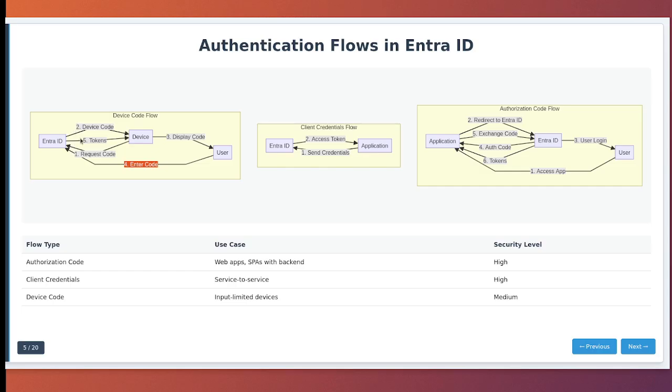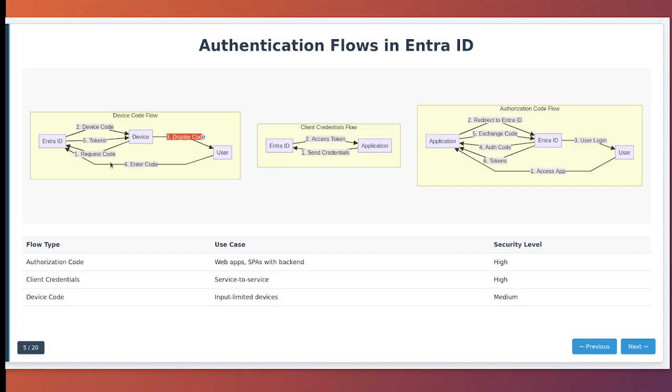The diagram shows how tokens flow differently in each scenario. Notice how in the authorization code flow, the tokens never pass through the user's browser. They go directly from Entra ID to your backend. This is a key security feature.